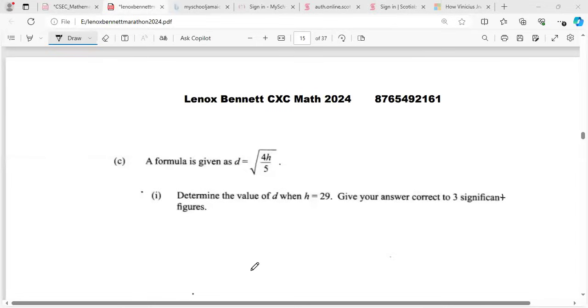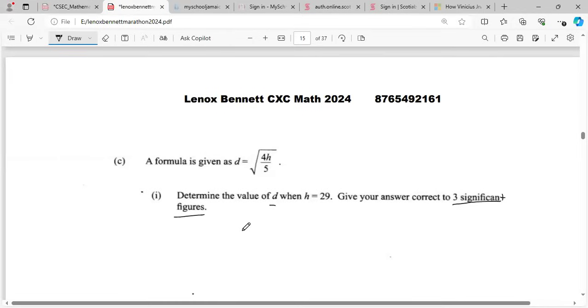Basically like substitution, right? So you're just gonna substitute the value. They give you the formula, they give you everything, and they say determine the value of D when H is 29. But not only that, they want it in 3 significant figures. So whatever answer you get, you may be required to adjust it.